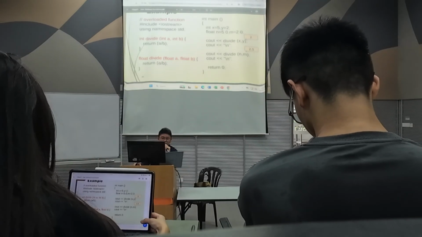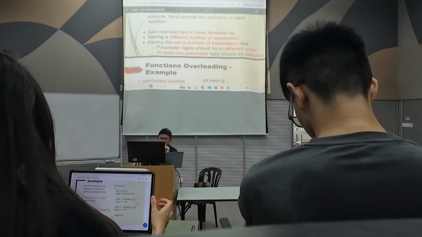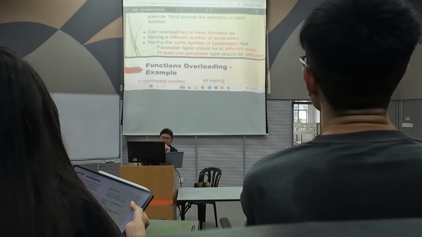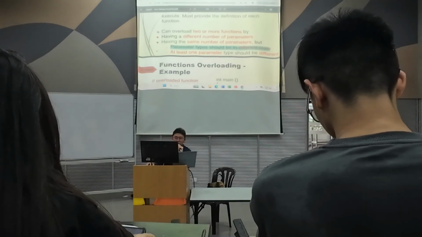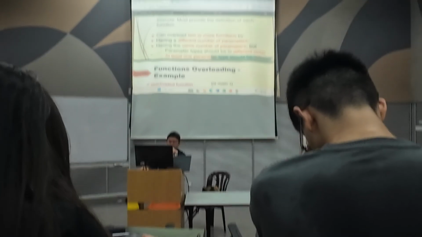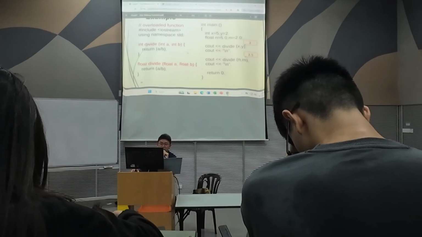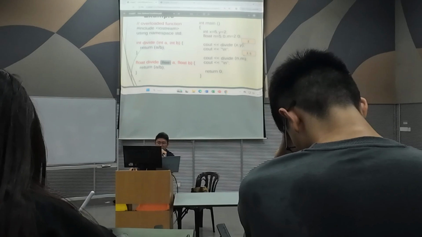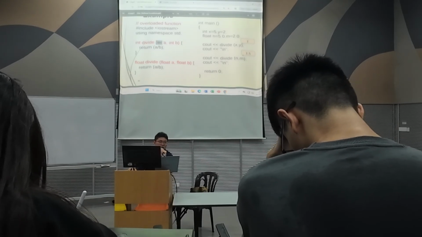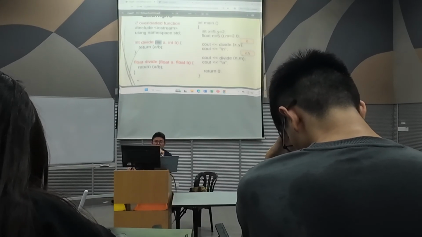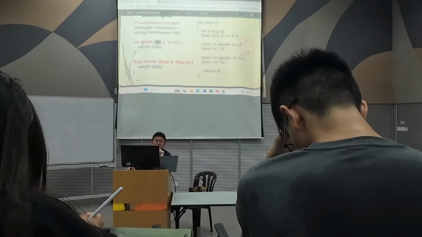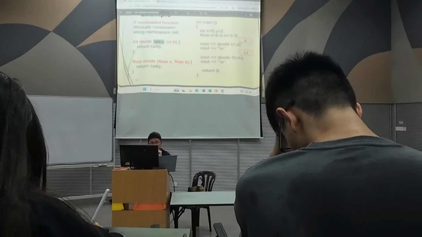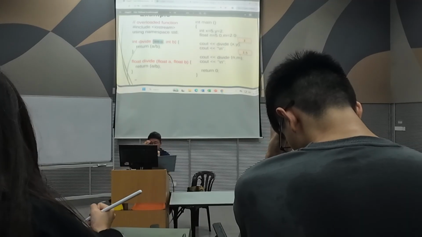Okay, but the same name. And maybe you have the same number of parameters, but the parameter types should be in a different order or should be different. Okay, this is the parameter type. So once this is different, then you consider it function overloading. So remember that in function overloading, it is the same name but different parameter types or parameters. You can just explain it this way.